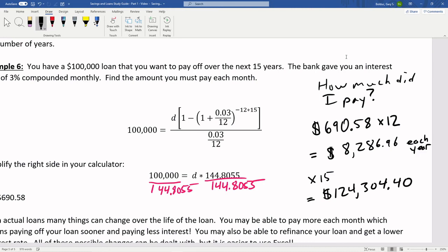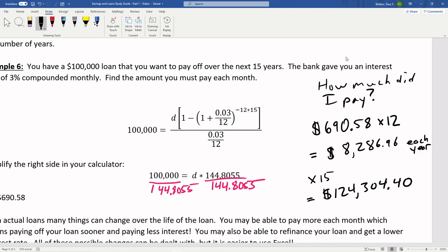$124,304.40. That's the cost of the loan. So you got $100,000 to do whatever you're doing with it. Who knows? Could be for a mortgage, could be a student loan, whatever it is. But then in 15 years, over the course of 15 years, you've paid off $124,000.